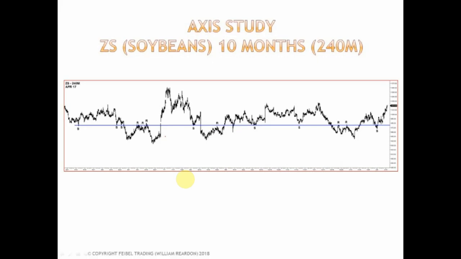Access study, ZS, which is soybeans, spanning 10 months, and we're using a 240-minute chart. So we're in a downtrend, we come down, we spring, we rally up. Oh, well, now technically, we don't spring because this level wouldn't be drawn. Okay, well, it would be drawn from here, and then we spring, we rally up. Anyhow, it's a weak rally, we come down pretty hard, this level holds.